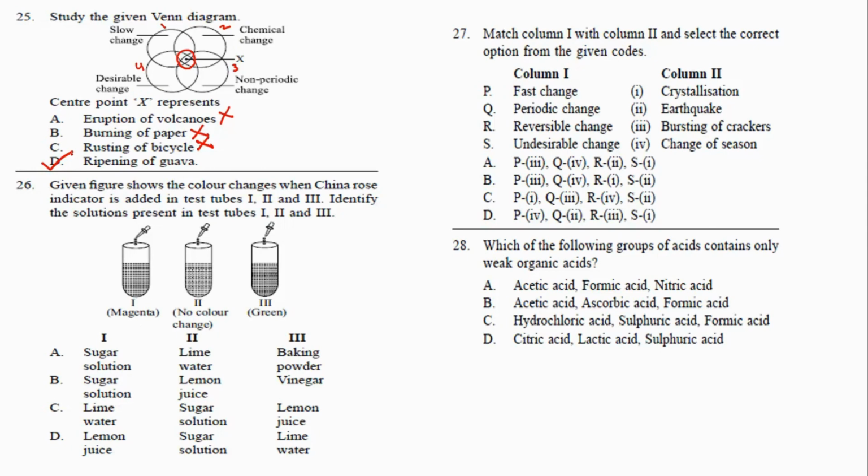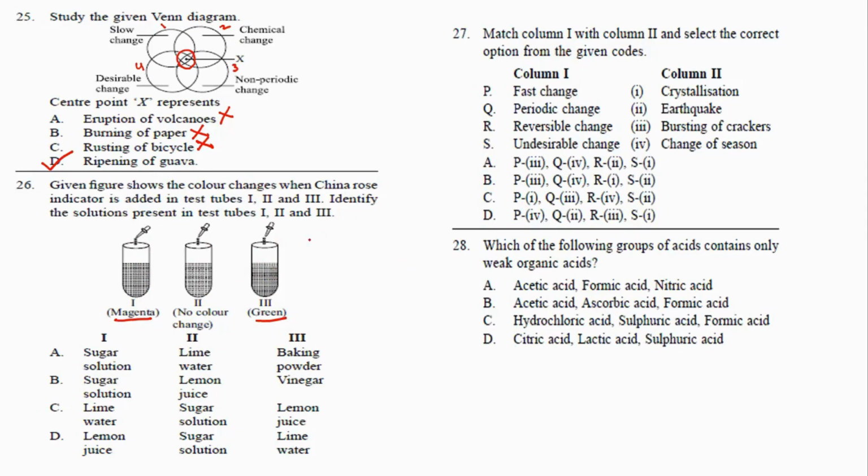Okay, now we come to question number 26. The given figure shows the color change when China rose indicator is added to test tubes 1, 2, and 3. So here we have 3 test tubes, and we are adding China rose indicator. The first test tube gives the color magenta. The second test tube gives no color. And the third gives green color. So we have to find out what it should be.